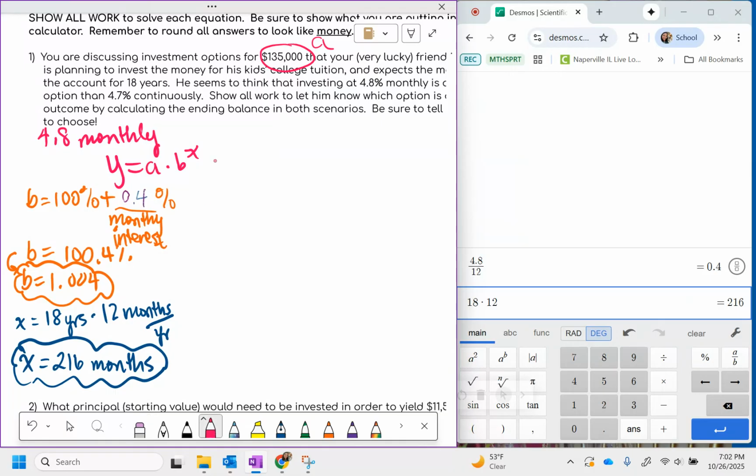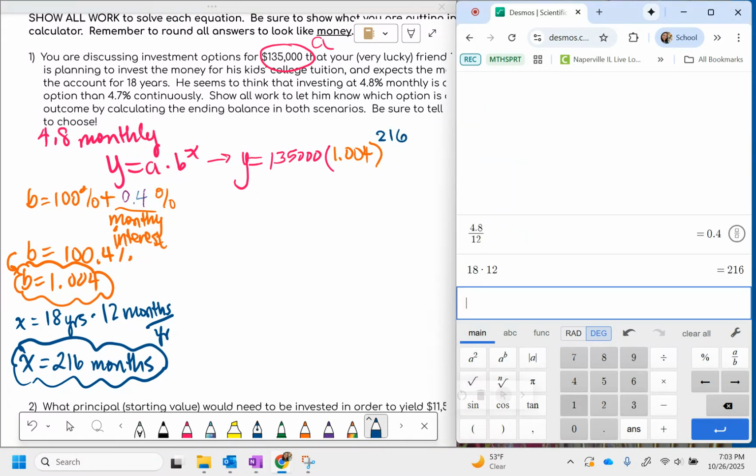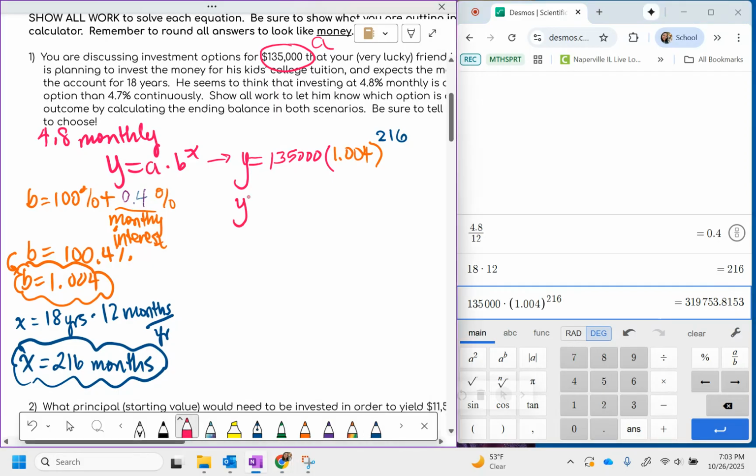My Y, I don't know. My A is 135,000 and my B is 1.004. And then my X is 216 months. So I can put all that into the calculator. 135,000 times 1.004 raised to the 216, and then I will round that to the nearest penny. So my ending amount is $319,753.82.